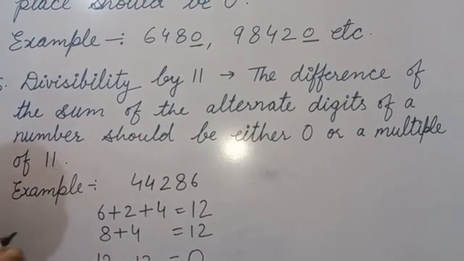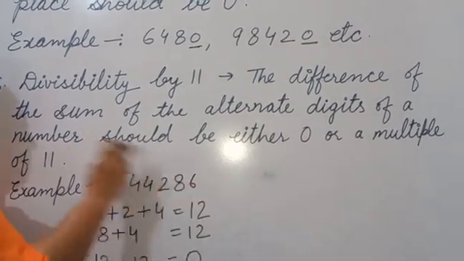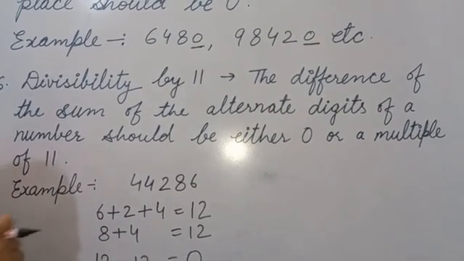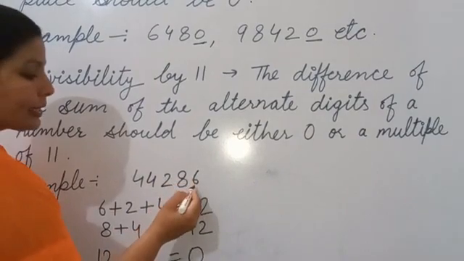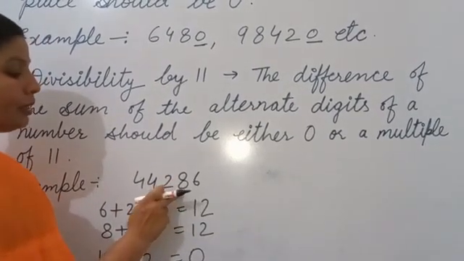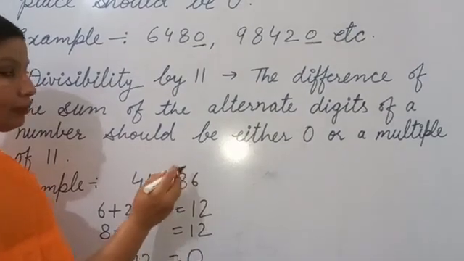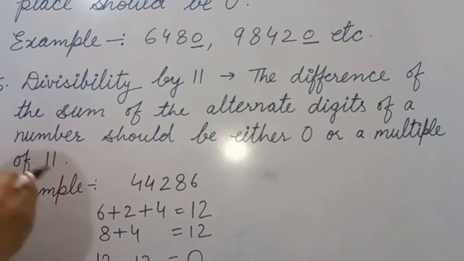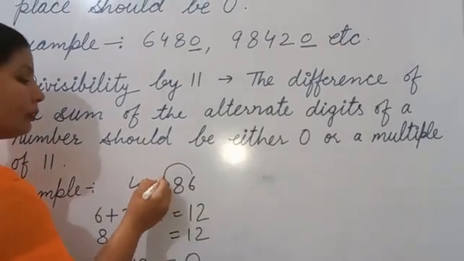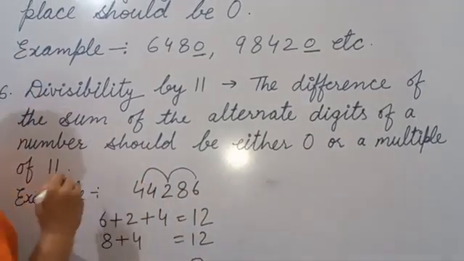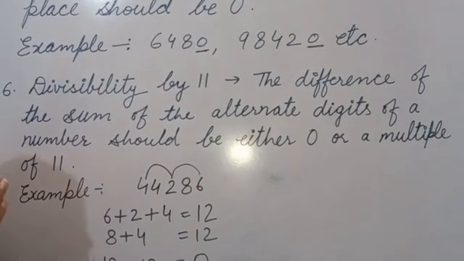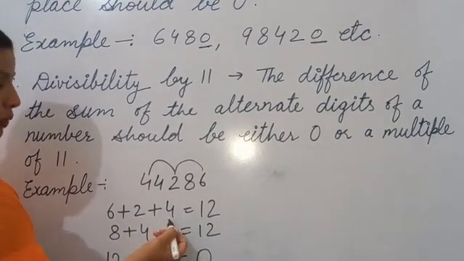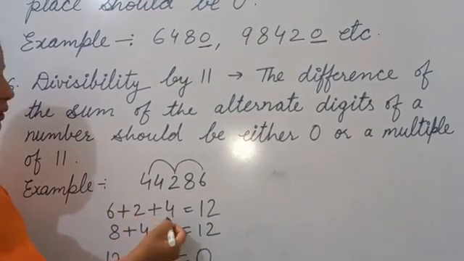See here an example like 44,286. So we will do here the sum of alternate digits. So firstly the first digit is 6. After that we will skip one digit. Okay. One after one, then next we will leave. Then after that next we will take. So 6, then 4 2, then 4. Okay. 1 के बाद हमें 1 को छोड़ना है, फिर नेक्स्ट को लेना है. So 6 plus 2 plus 4. 6 plus 2 is 8, 8 plus 4 is 12.